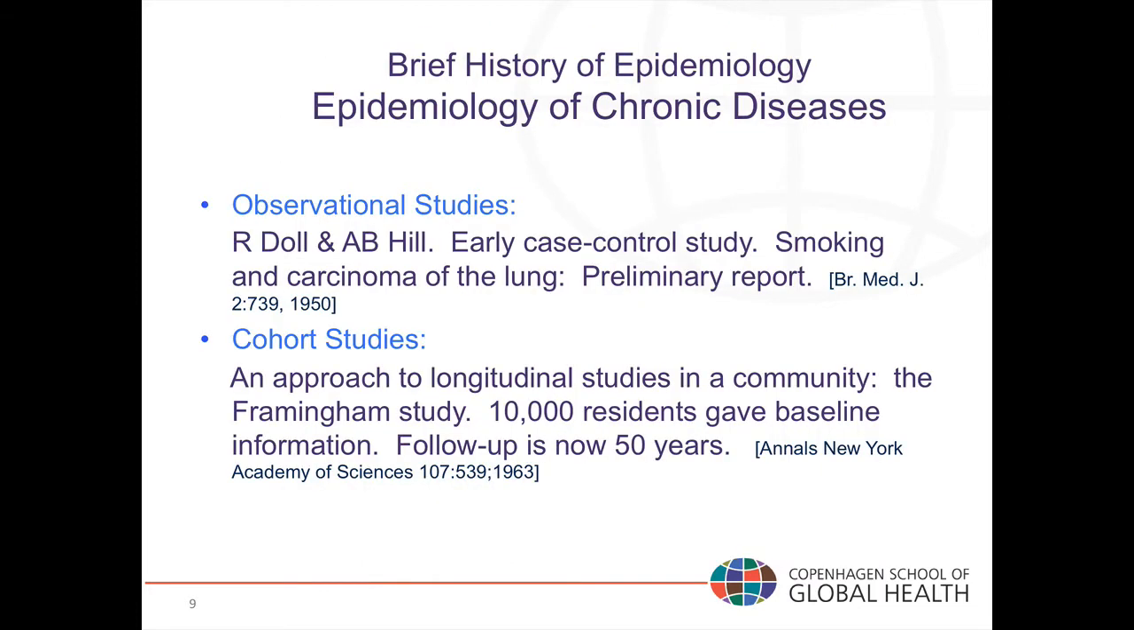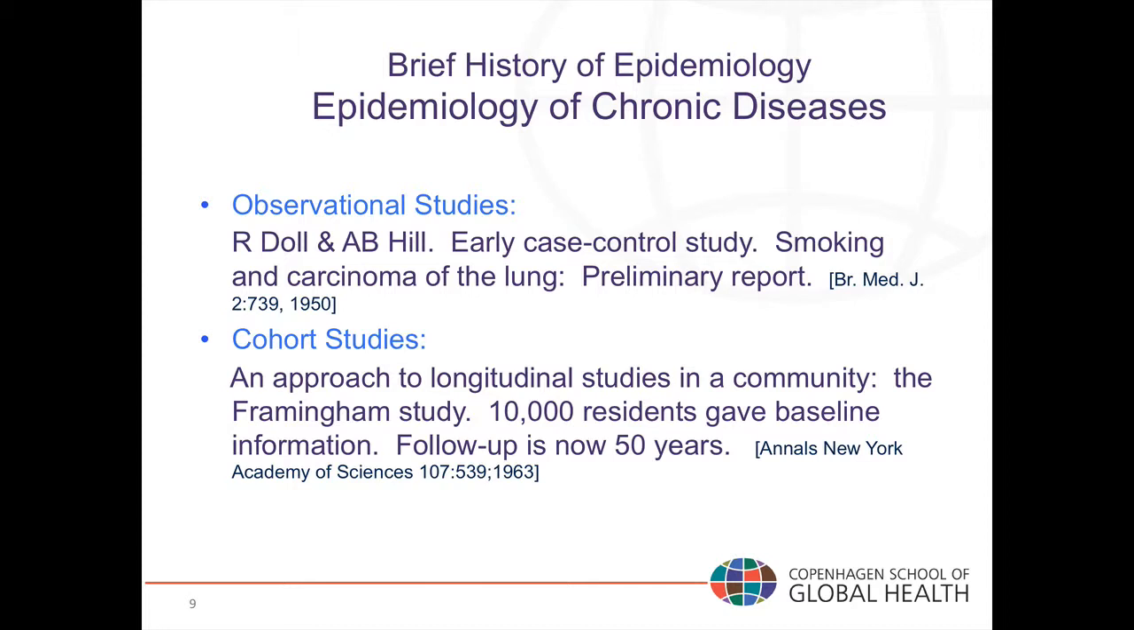And now, examples from chronic disease epidemiology, I list you two. One were the seminal observational studies by Richard Doll and Hill. And those were the early case control studies around smoking and carcinoma of the lung, published in 1950. So since 1950 we have evidence about this causal relationship, but it took many decades later till we finally acted upon it.